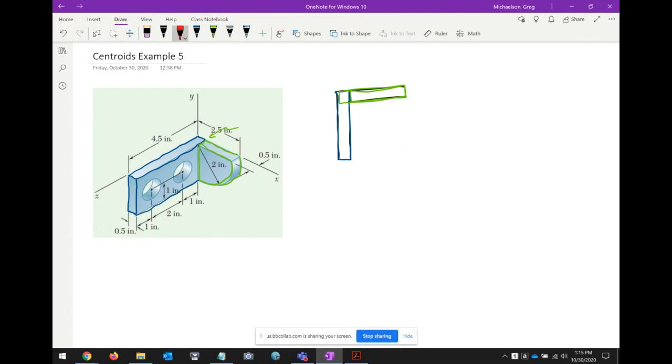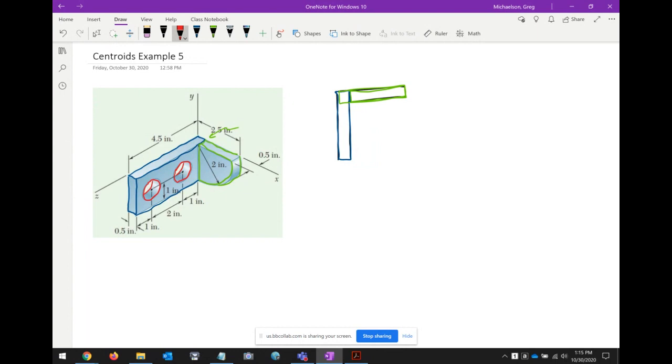The third region that we're going to define is, well, we have two of them. We have these circular holes. Just like before, we're going to treat those not as negative areas, but as negative volumes. Okay, and so let's see if we can take each one of these parts one at a time, and let's see if we can define a couple of things about them.